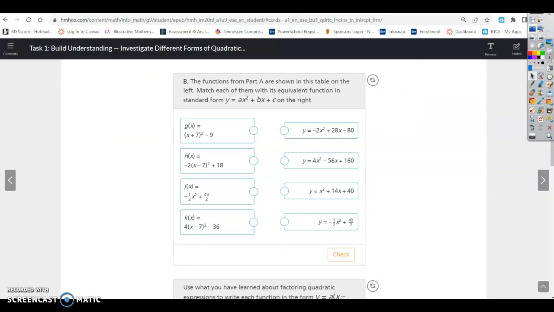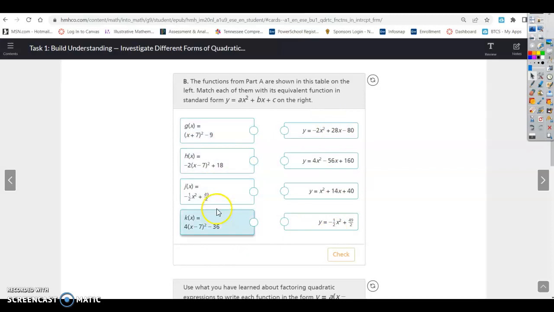All right, the functions from part A are shown in this table on the left. Match each of them with its equivalent function in standard form. All right, so remember, to go from vertex to standard form, we have to multiply this binomial out, x plus 7 times x plus 7. Or you can use the formula for a binomial squared. So it'd be the first term squared plus 2ab, which is plus both terms, and then plus b squared on the end. Okay, so if we do that, we're going to write it in standard form.